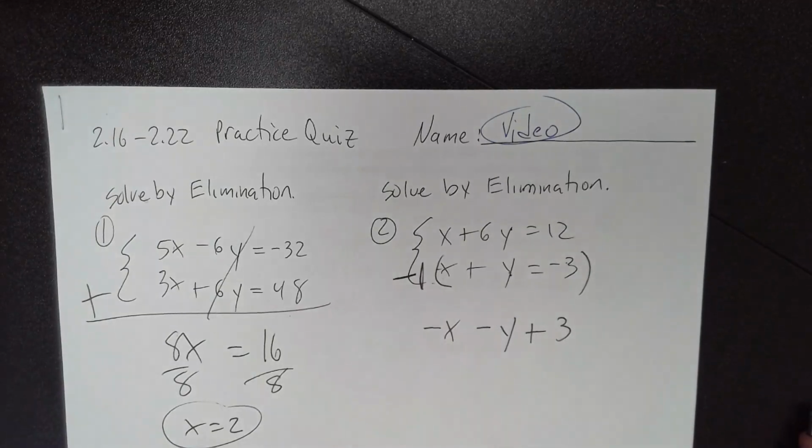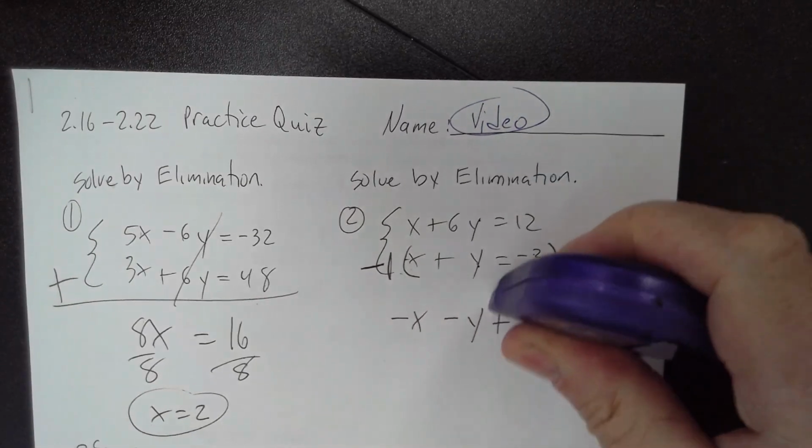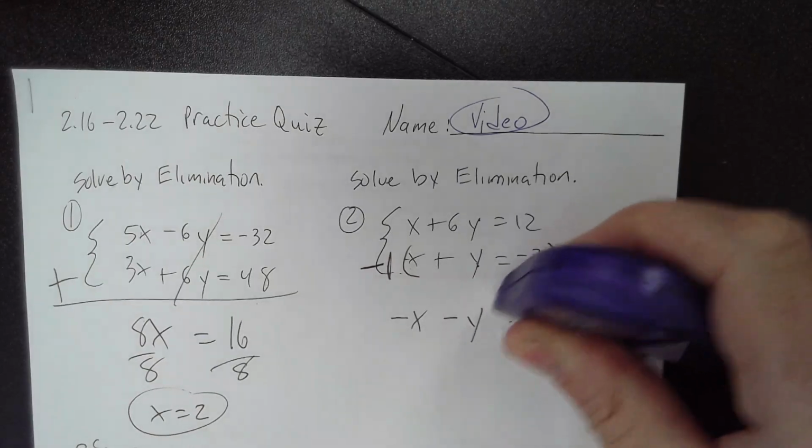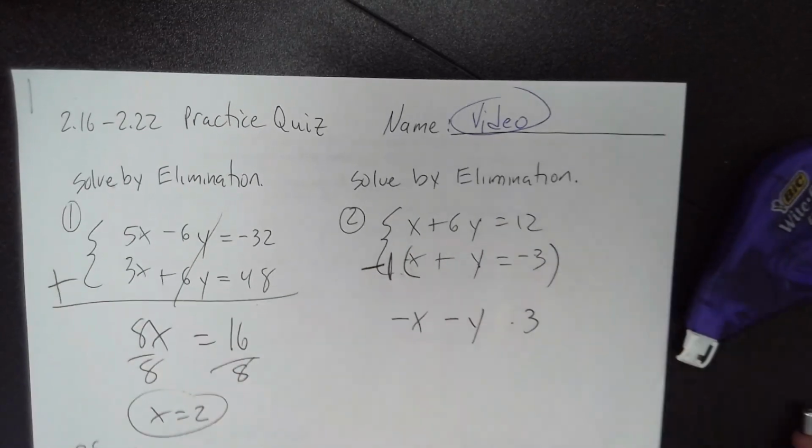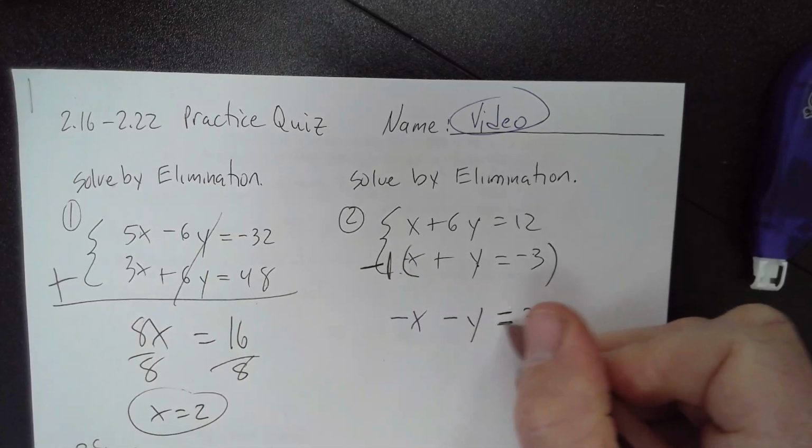Whoops. That's why I have white out here. It's not plus 3, it equals 3. Equals 3. There we go.